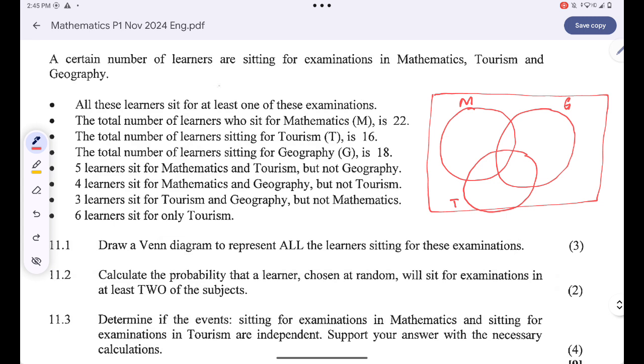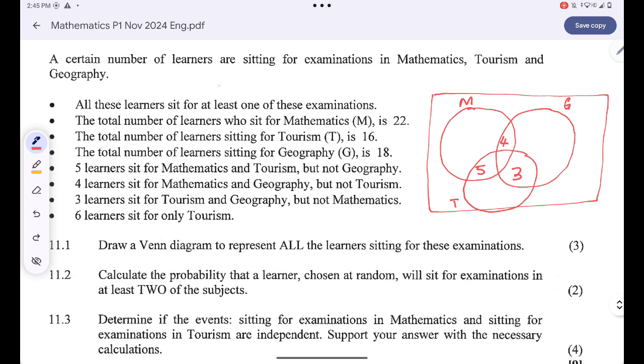Now, guys, we are told that 5 learners sit for mathematics and tourism but not geography. And 4 learners sit for mathematics and geography but not tourism. And 3 learners sit for tourism and geography but not mathematics. So I only have 3 of them who sit for geography and tourism and are not writing maths.